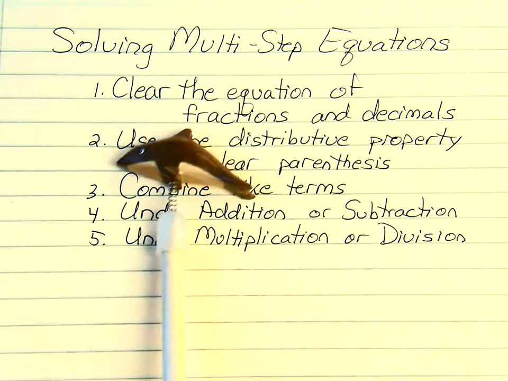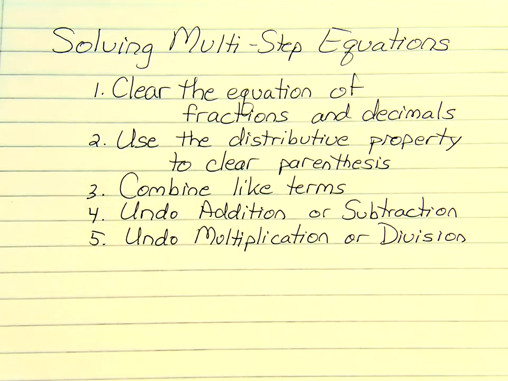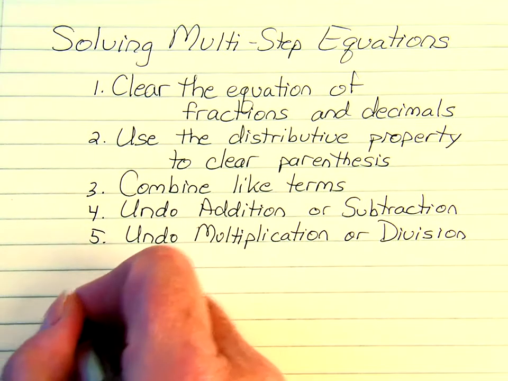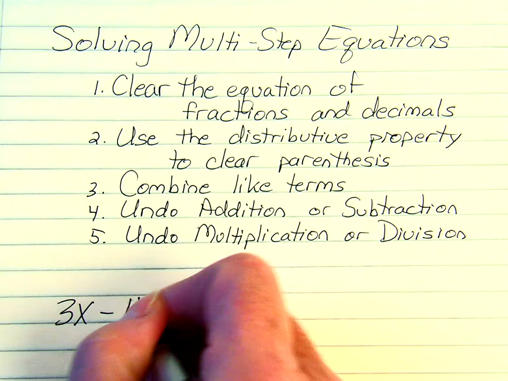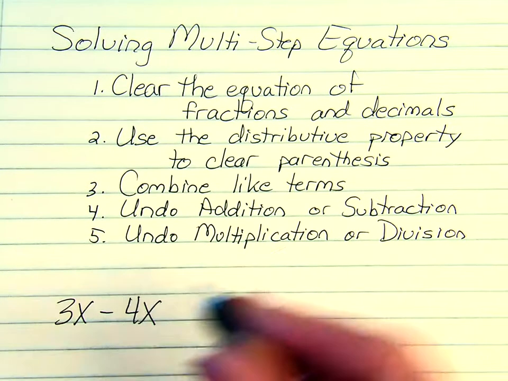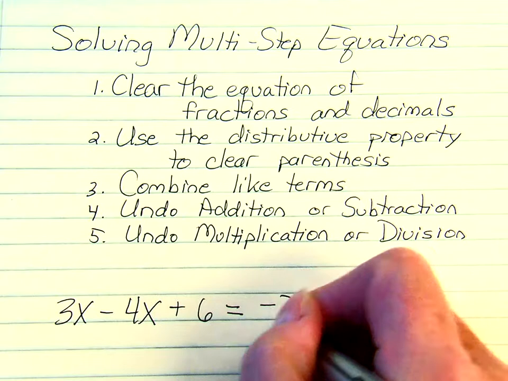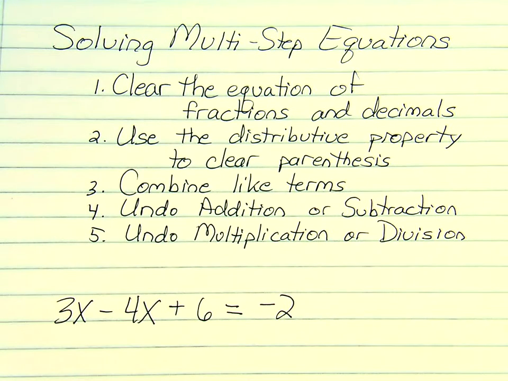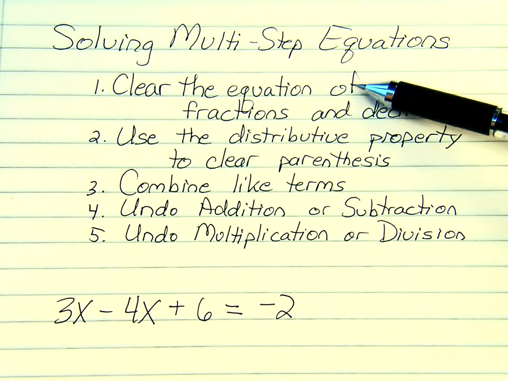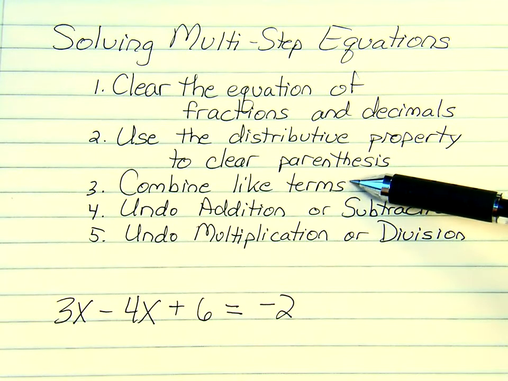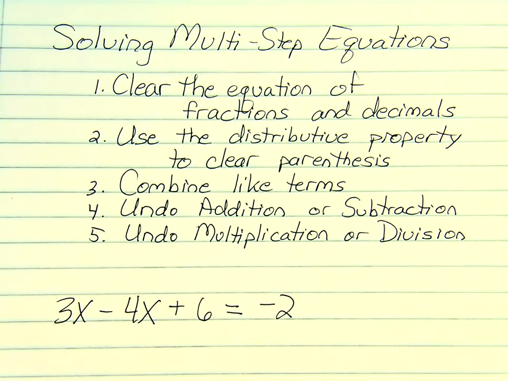Okay, so let's swim on over here and let's just start looking at a couple of problems. We'll start with 3x minus 4x plus 6 equals negative 2. Okay, now this does not have any fractions or decimals, and there are no parentheses, so we're going to start here on step 3. We're going to combine like terms.